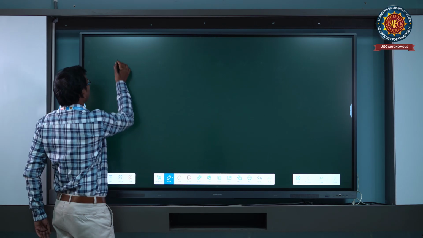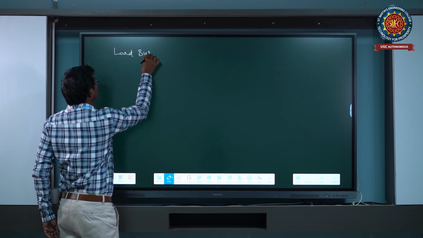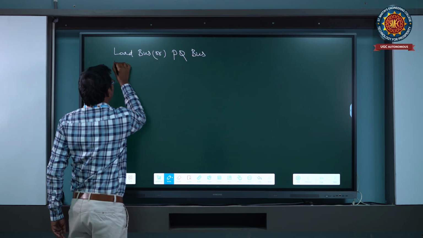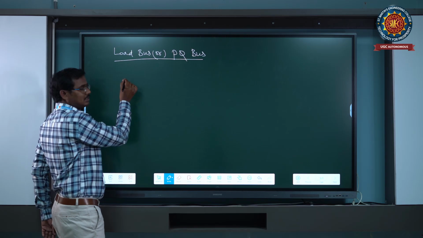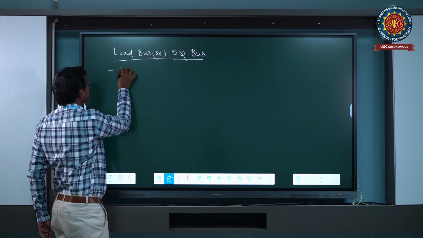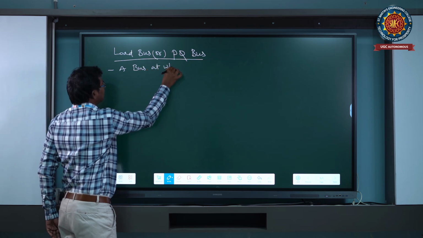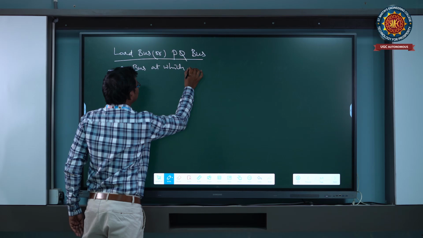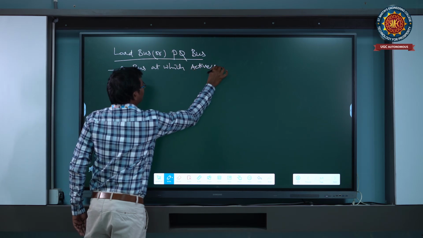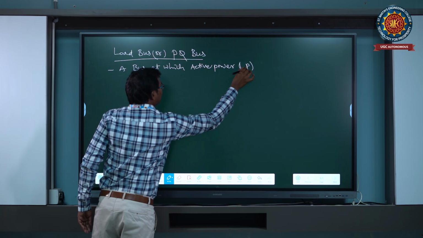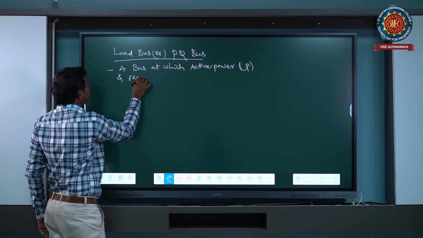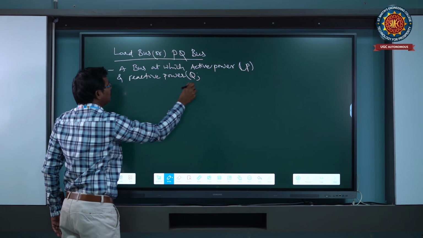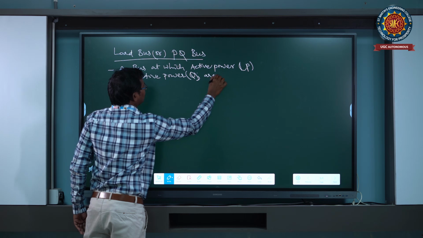Coming to the load bus, or PQ bus. A bus at which active power, that is P, and reactive power, that is Q, are specified.